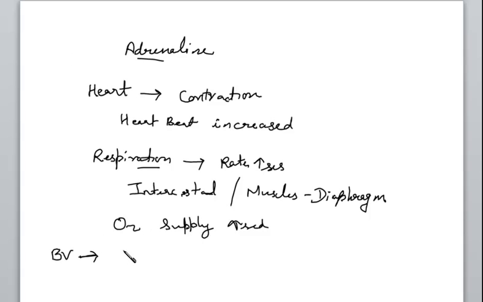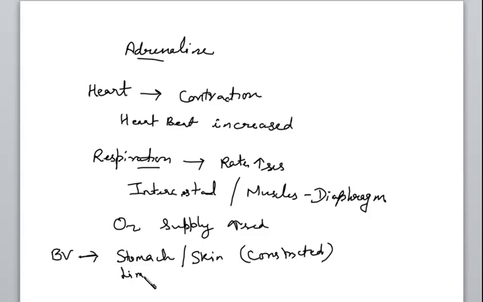The blood vessels which are present towards the stomach and the skin get constricted, right? As these get constricted, what will happen? The blood flow towards the stomach and skin would be minimized. Right. Now where will this be directed? It will be towards the limbs.